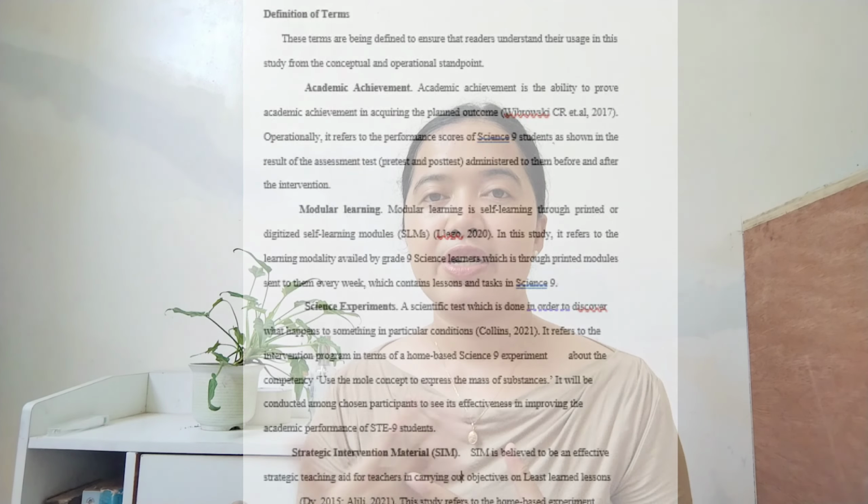So again, we should not forget as researchers, when we are writing or when we are listing our different terms in the definition of terms, it must be written in alphabetical order. And our sentences must be written in complete sentences as well. We should not define a certain term using a phrase only or a clause or an incomplete sentence because it will break the formality of the paper. Our definition, operational and conceptual, must be written in complete sentences.